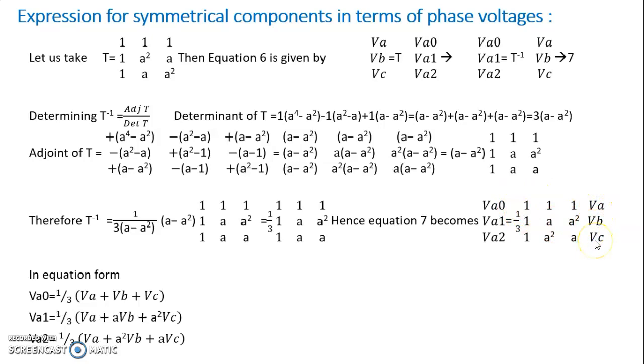IA, IB, IC values I know, that I will substitute. So IA0 is 1/3 (IA + IB + IC). Similarly IA1 is 1/3 (IA + A IB + A² IC), and IA2 is 1/3 (IA + A² IB + A IC). Substitute the IA value 0, IB value is 33.33 with an angle 0, IC value is 33.33 with an angle 180.